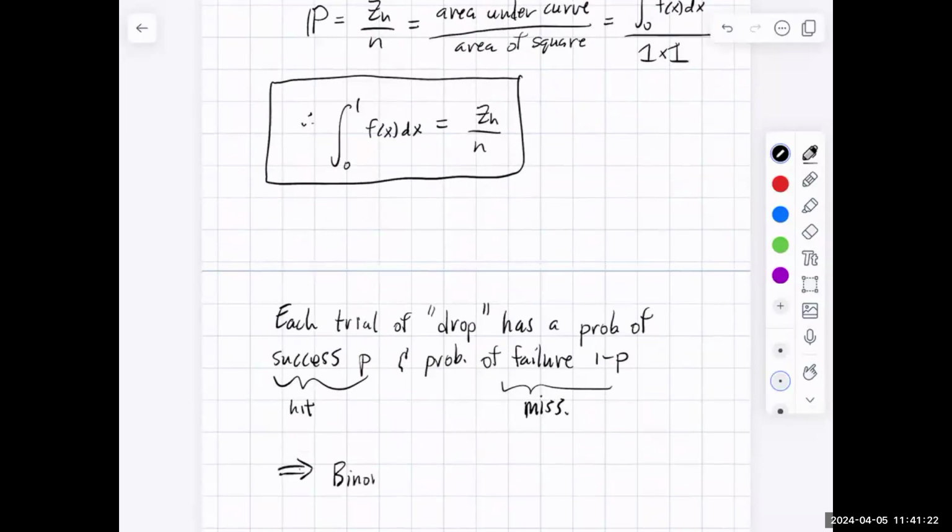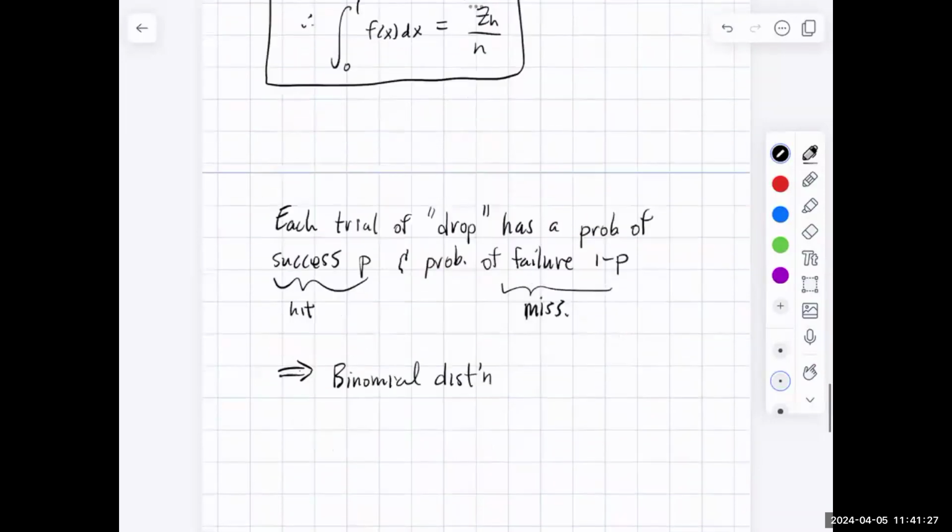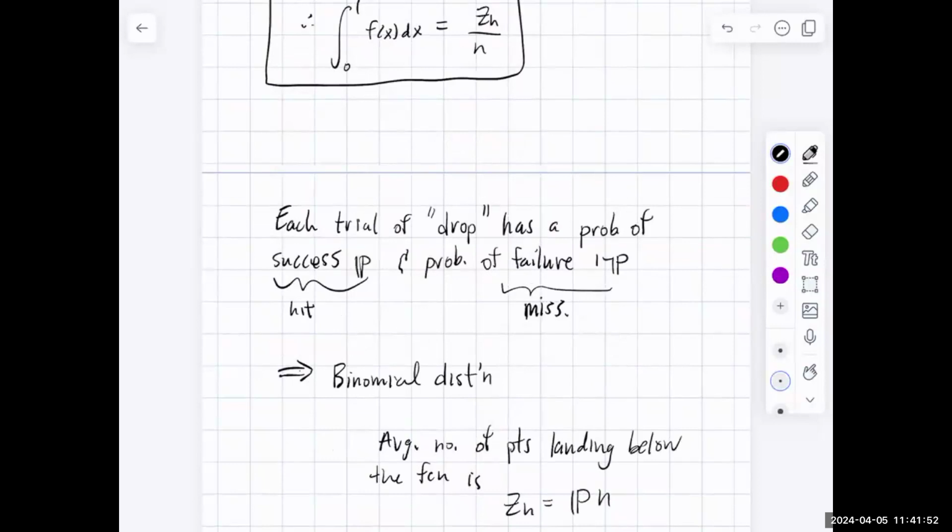So, binomial distribution. So the average number of points landing below the function is the number of hits. And so that's just P times N. And that's what we've been talking about. I guess I've been using this probability here, so I guess we can stick with that notation. And so this is exactly what we said. This probability would be Zn divided by N.